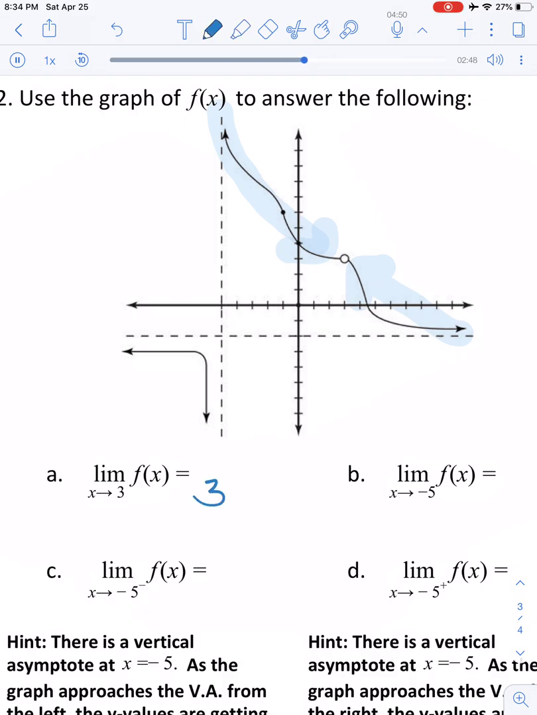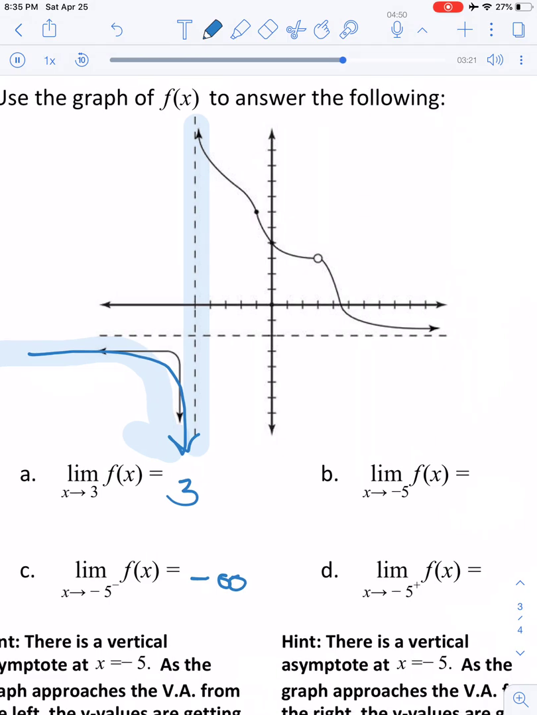Now, what about at -5? I see this vertical asymptote at -5. So we're actually going to do C and D first. Coming in from the left of -5, as x approaches -5 from the left, you can see that my y values are getting squished down along that vertical asymptote. Because my y values are getting smaller and smaller and smaller, they're headed towards -infinity.